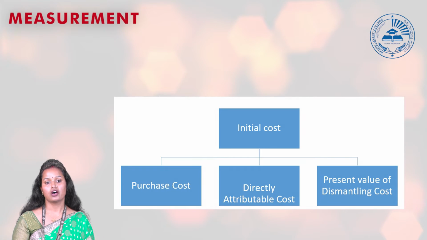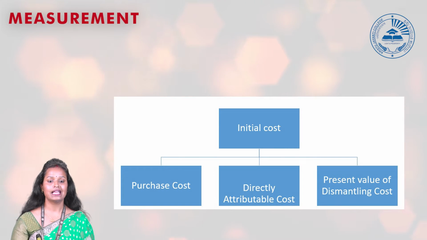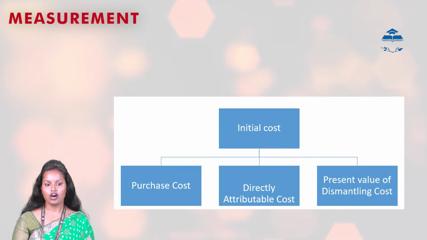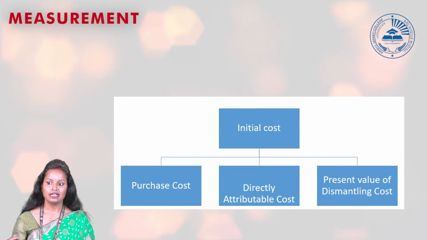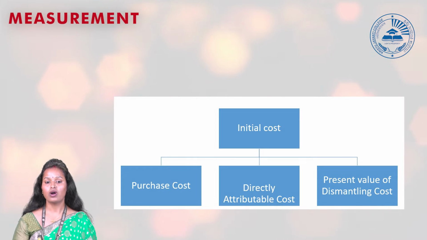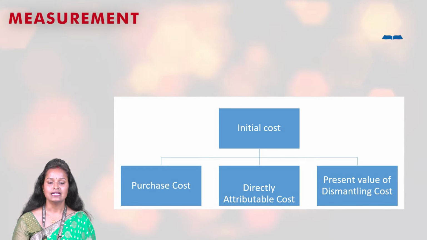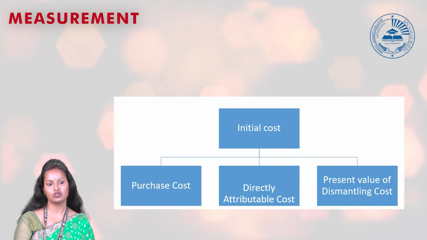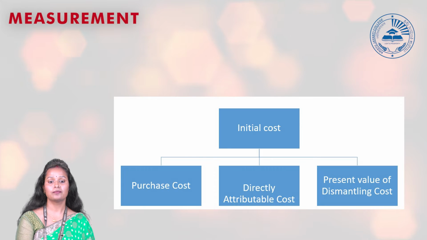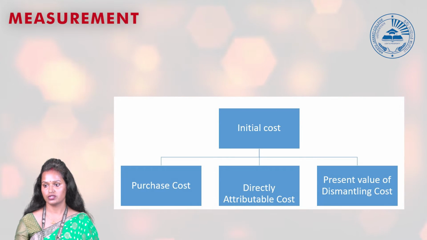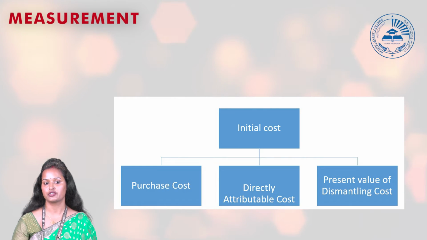Then in that purchase cost there will be an addition of directly attributable cost. Directly attributable cost here means the cost from the time of purchase till the asset is ready to use. Whatever cost is incurred in that specific period will come under directly attributable cost. For example, say we have purchased that asset from one unit and we are bringing it to our unit. For that there will be a conveyance charge, so that conveyance charge will be a directly attributable cost.